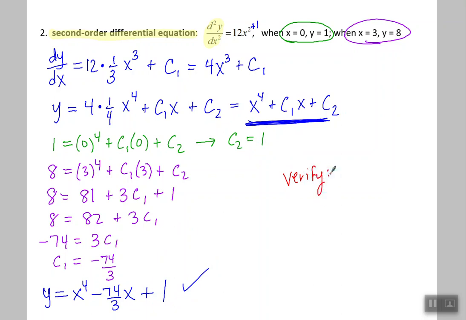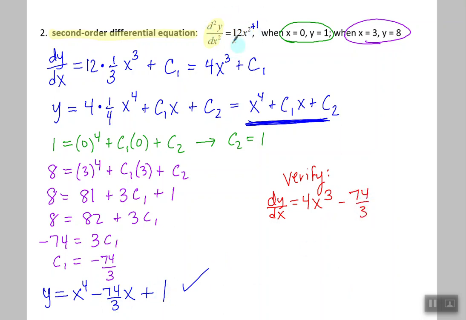So we do that by taking the derivative. Looking at this equation, dy/dx. The derivative of x to the fourth is 4x cubed. The derivative of negative 74/3 x is negative 74/3, and the derivative of 1 is 0.